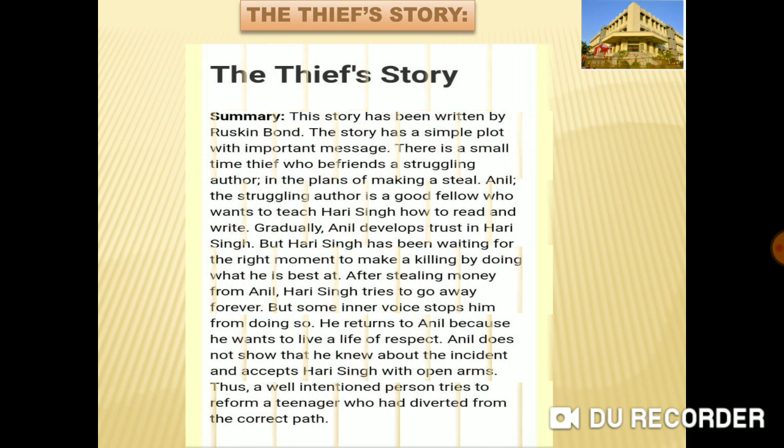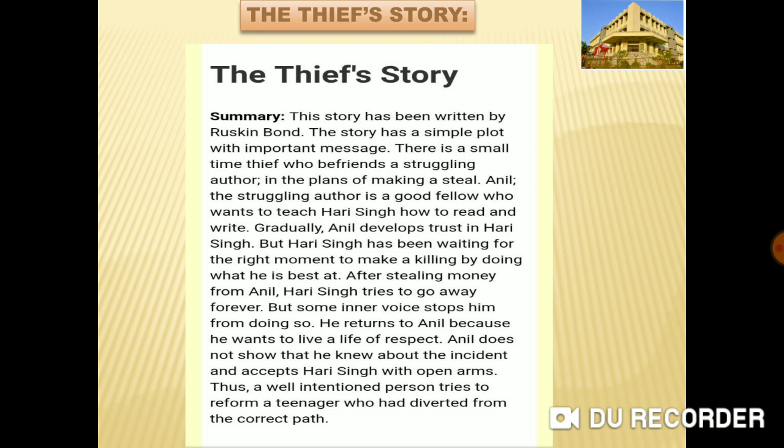So let's see the summary of this story. I hope you all understood the story very well. This story was written by Ruskin Bond, right? The story has a simple plot, a plan with an important message. There is a small time thief who befriends a struggling author with plans of making a steal. Anil, the struggling author, is a good fellow who wants to teach Hari Singh how to read and write.